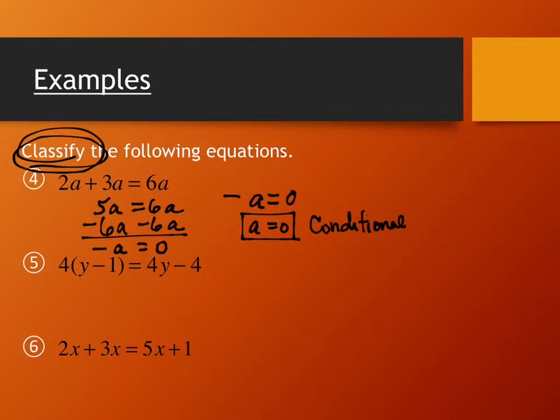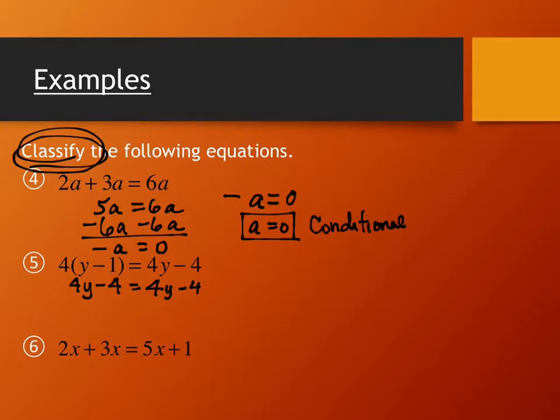Let's try number 5. What would I do on number 5 to figure this one out? The easiest thing I think would be to distribute first. So if I distribute on the left-hand side like Jonathan said, what will I have? 4y minus 4 on the left, and I'll have 4y minus 4 on the right. That's an identity right there. They're exactly the same on both sides, right?